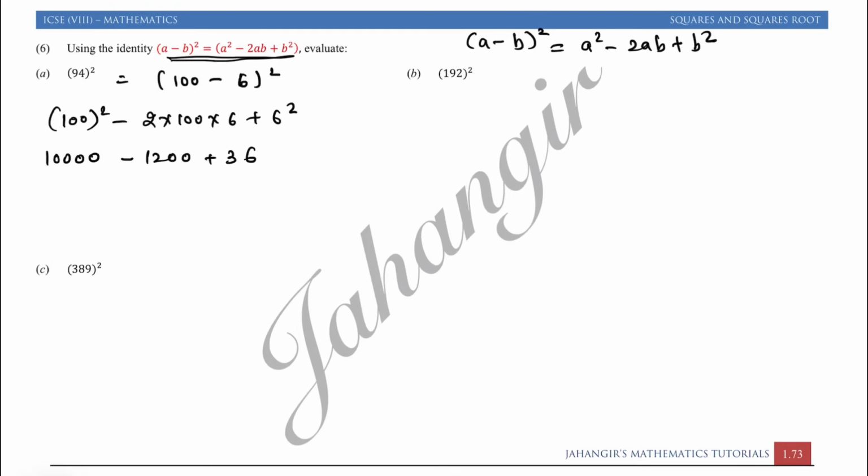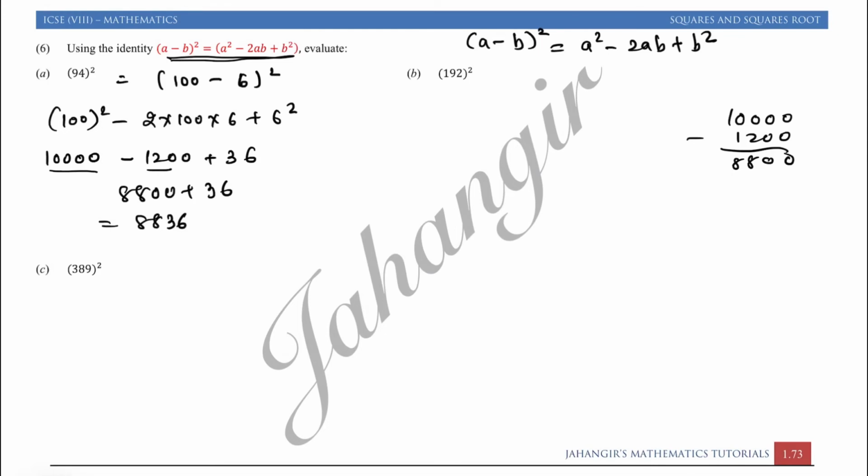So first let us subtract, if you want, 10,000 minus 1200, what do you get? Just check. 10,000 minus 1200: 10 minus 2 is 8, 9 minus 1 is 8, 8800 plus 36. So that will give you 8836. Is it clear? You can calculate by yourself. Now next is 192.